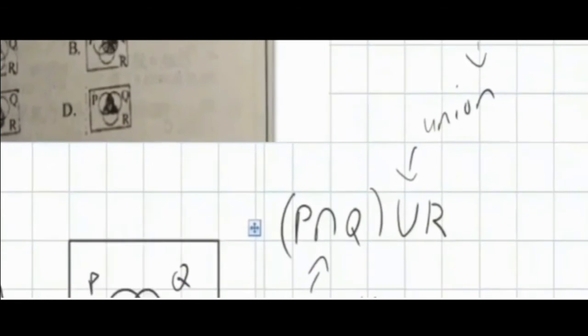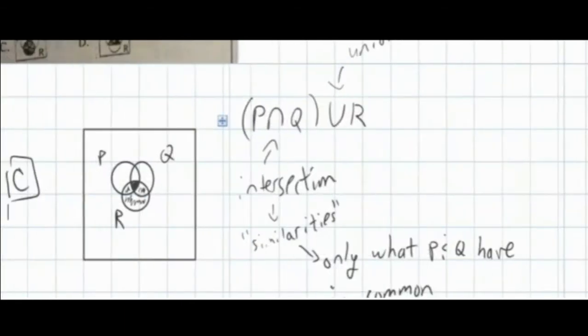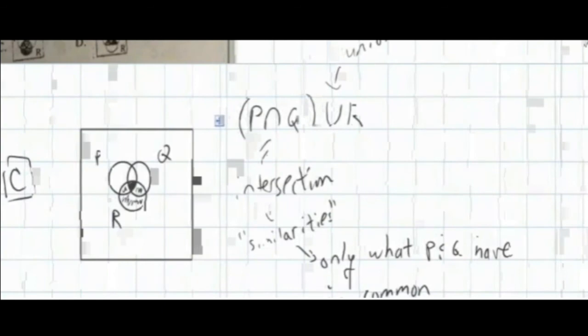Question 9 says P, Q, and R are subsets of the universal set U. The Venn diagram showing the relationship which has P intersection Q union R is, and so what you want to do is first remember what intersection and union mean.